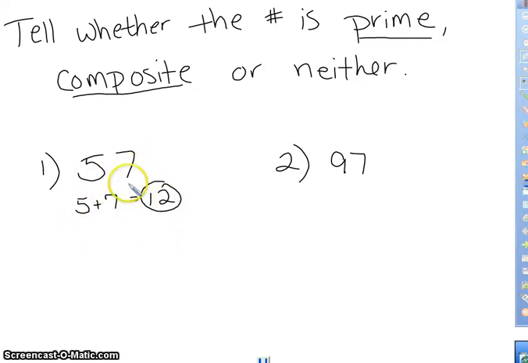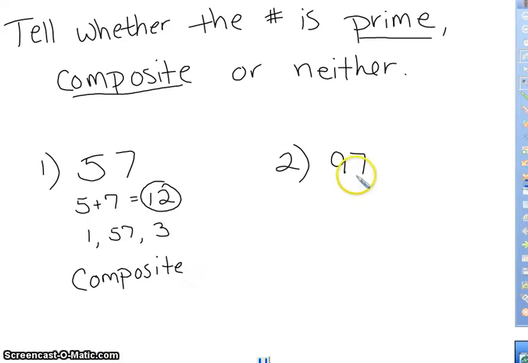So we know the factors of 57 have to be more than 3 because it would include 1 times 57. And it would also include 3, and you don't have to really know what it multiplies by in order to figure out that it is composite. So 57 would be a composite number.